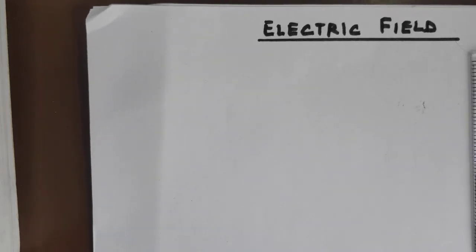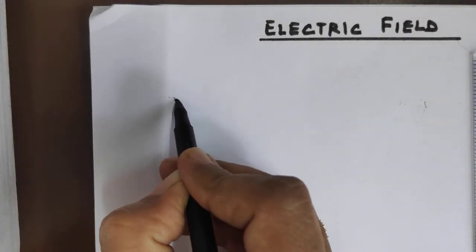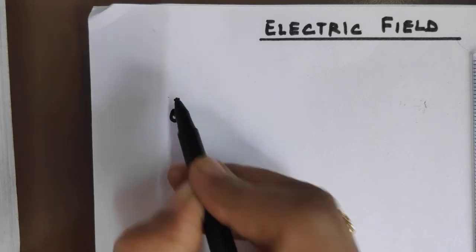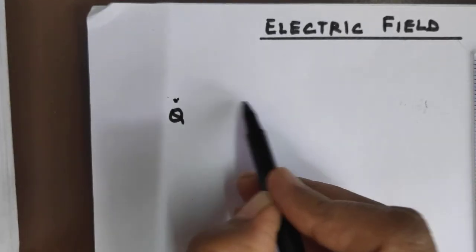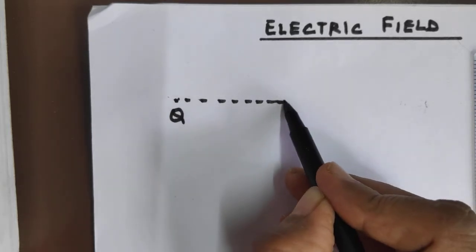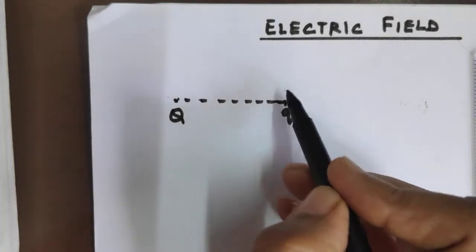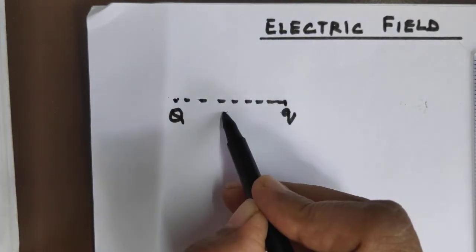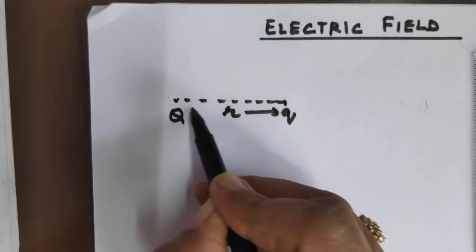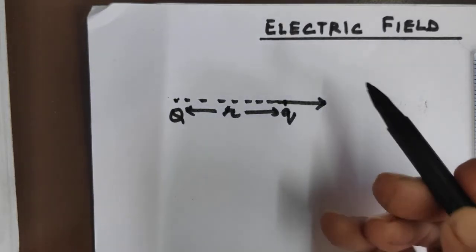Students, we are going to discuss the concept of electric field. Let a charge Q be placed at this point, and at a distance r from it, another small test charge q is placed. Now this charge q is at distance r. It will experience a force radially outward. This is a positive test charge.